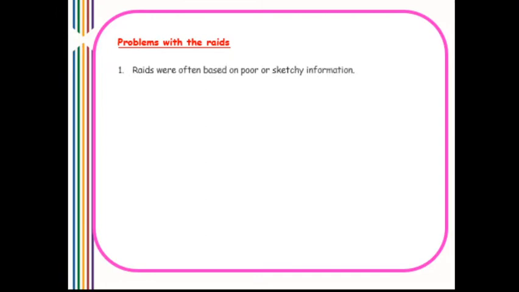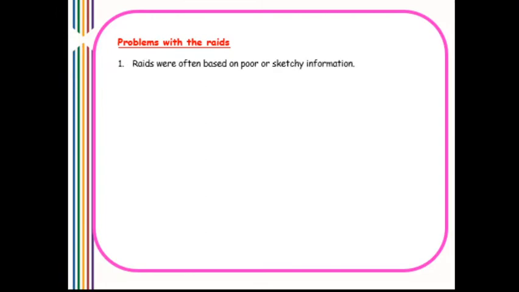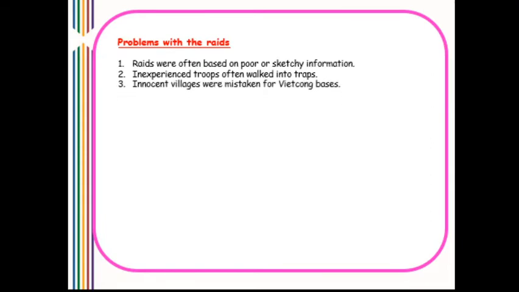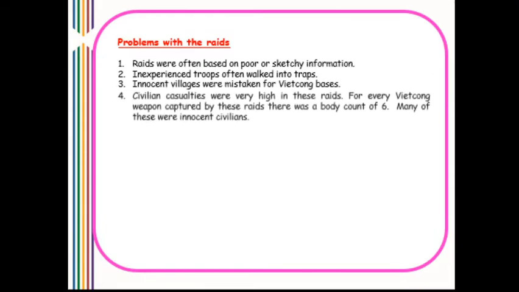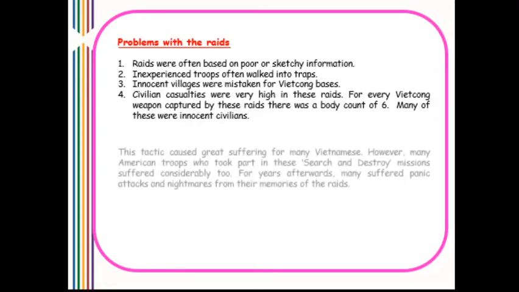So, problems with these raids. Raids were often based on poor or sketchy information. Inexperienced troops often walked into traps. Innocent villagers were mistaken for Viet Cong bases. Civilian casualties were very high in these raids. For every VC weapon that was captured by these raids, there was a body count of usually around 6 people. Many of these people were innocent civilians and not actually VC.